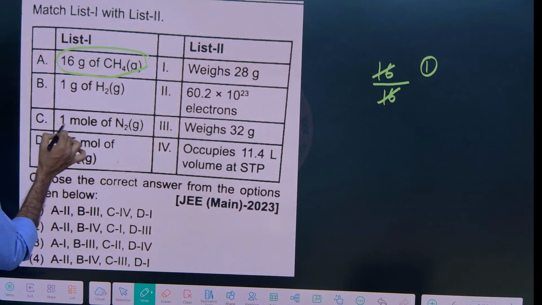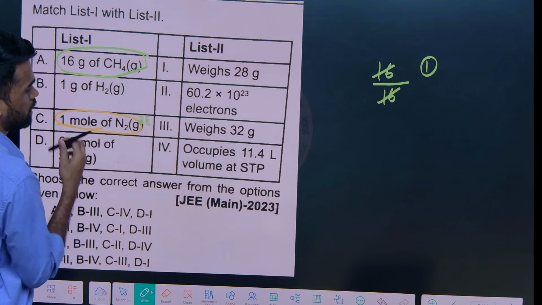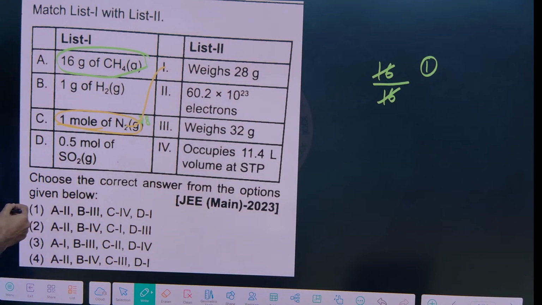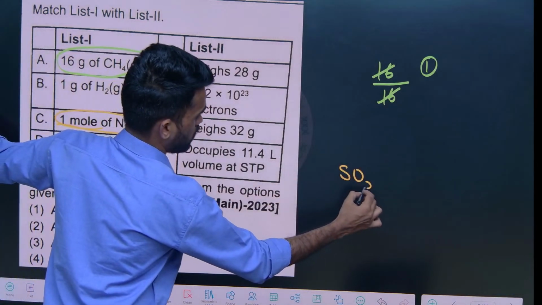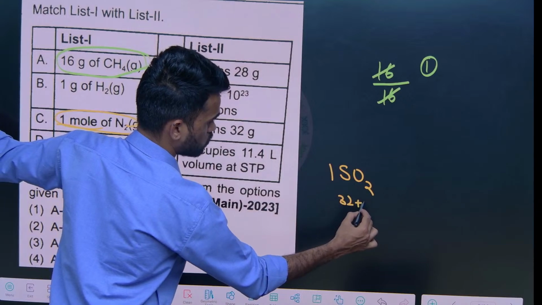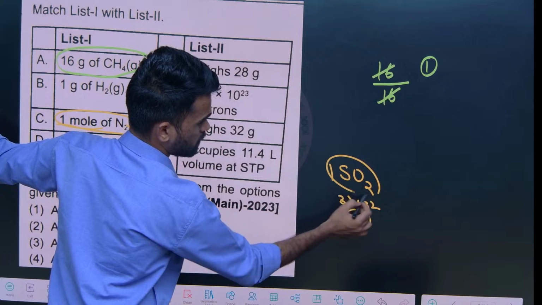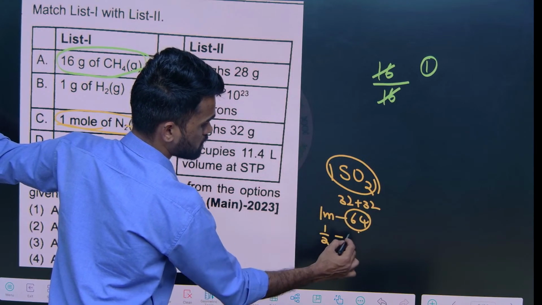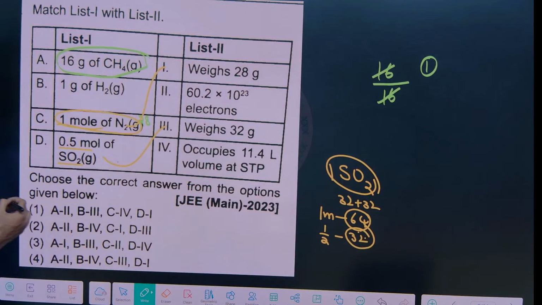See, 1 mole of N2 weighs how much? 1 mole of nitrogen, that is 28 grams, so C1. And next one, here 0.5 mole of SO2. 1 mole SO2 is 32 plus 32, 64. 64 is the molar mass of SO2. It means for 1 mole it is 64. If I take half mole it is 32. So D will be 3, D3.